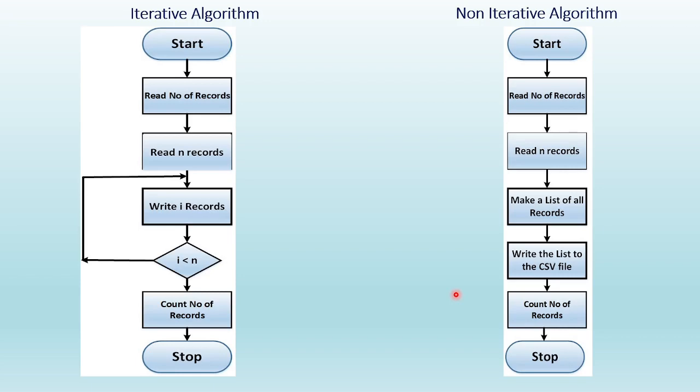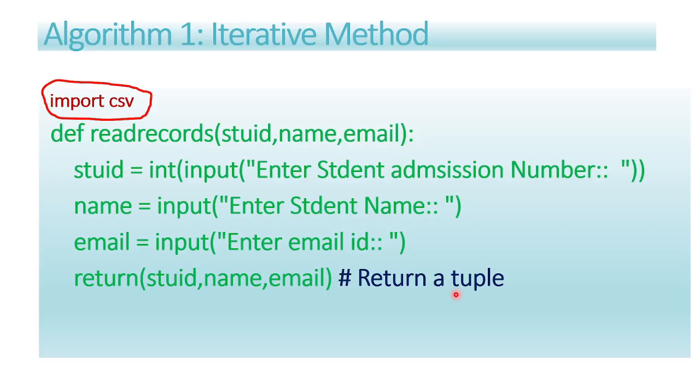Now consider the iterative algorithm. First import csv, then define three functions. Def read_records with three arguments, student ID, name and email. Since student ID is an integer, after reading the value you convert it to integer by the int function and assign it to stu_id. Name and email are both strings, so conversion is not required. These three variables can be returned back to the calling program by using return with stu_id, name and email. This will return a tuple to the calling program.